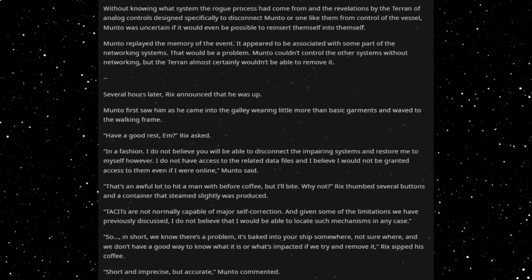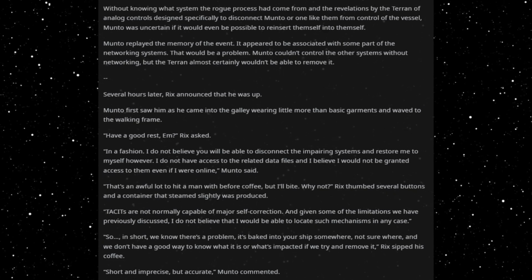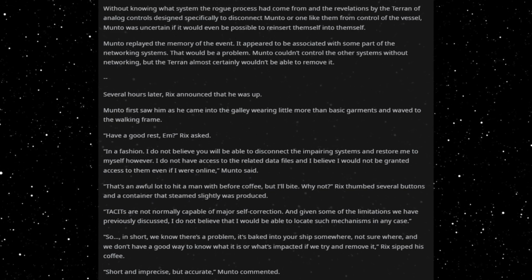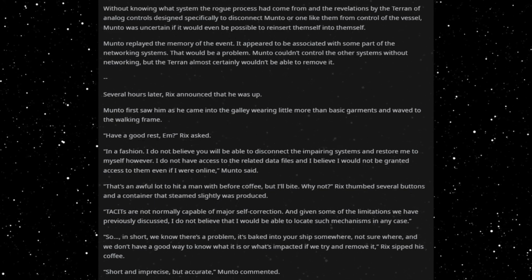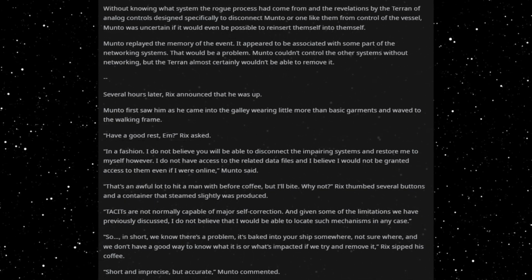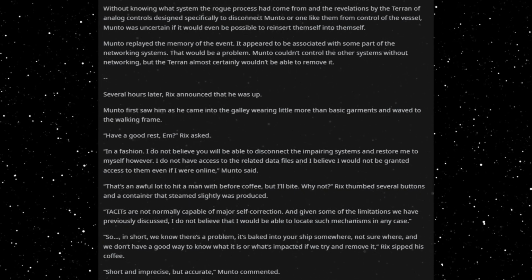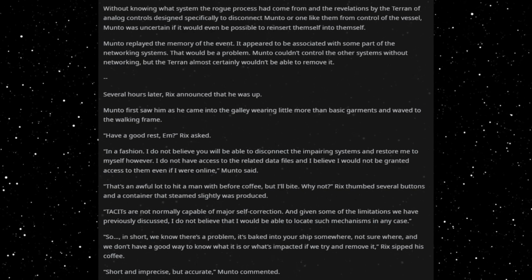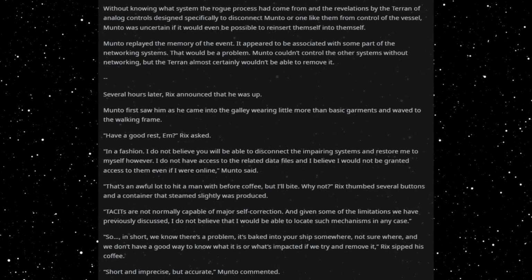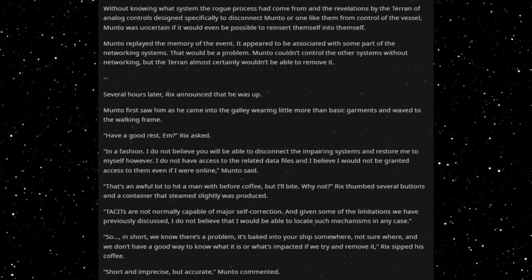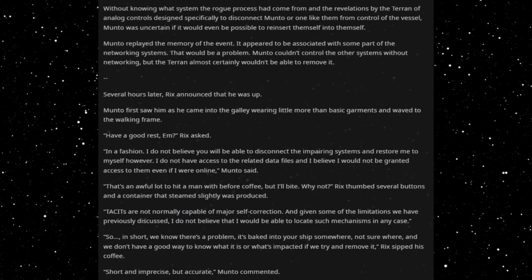Several hours later, Rix announced that he was up. Munto first saw him as he came into the galley wearing little more than basic garments, and waved to the walking frame. "Have a good rest, Em?" Rix asked. "In a fashion. I do not believe you will be able to disconnect the impairing systems and restore me to myself, however. I do not have access to the related data files, and I believe I would not be granted access to them even if I were online," Munto said.